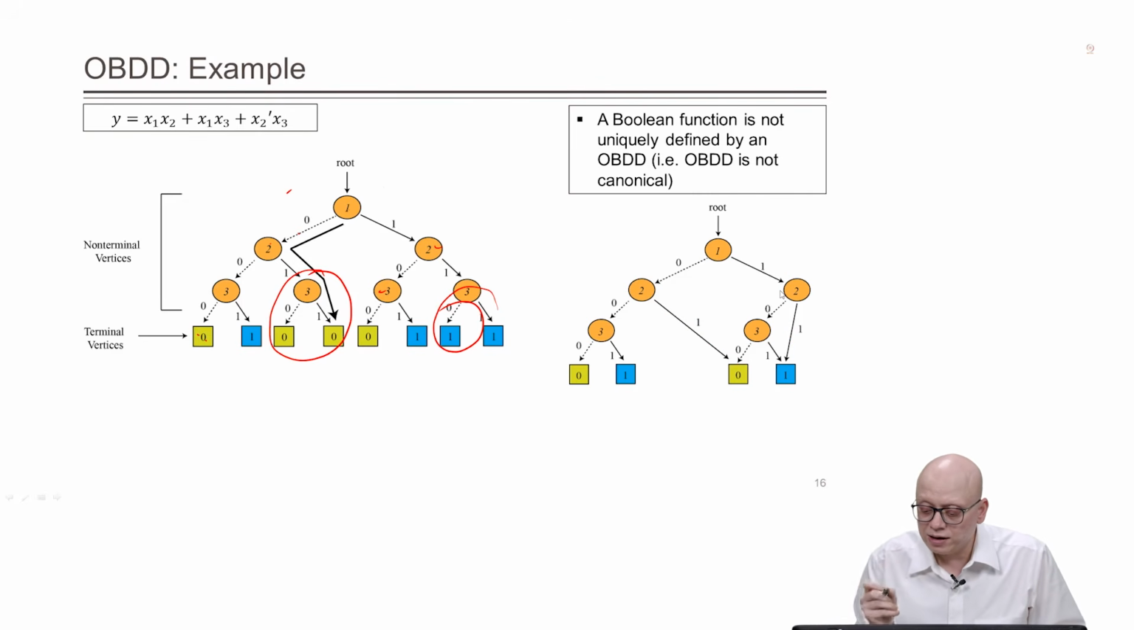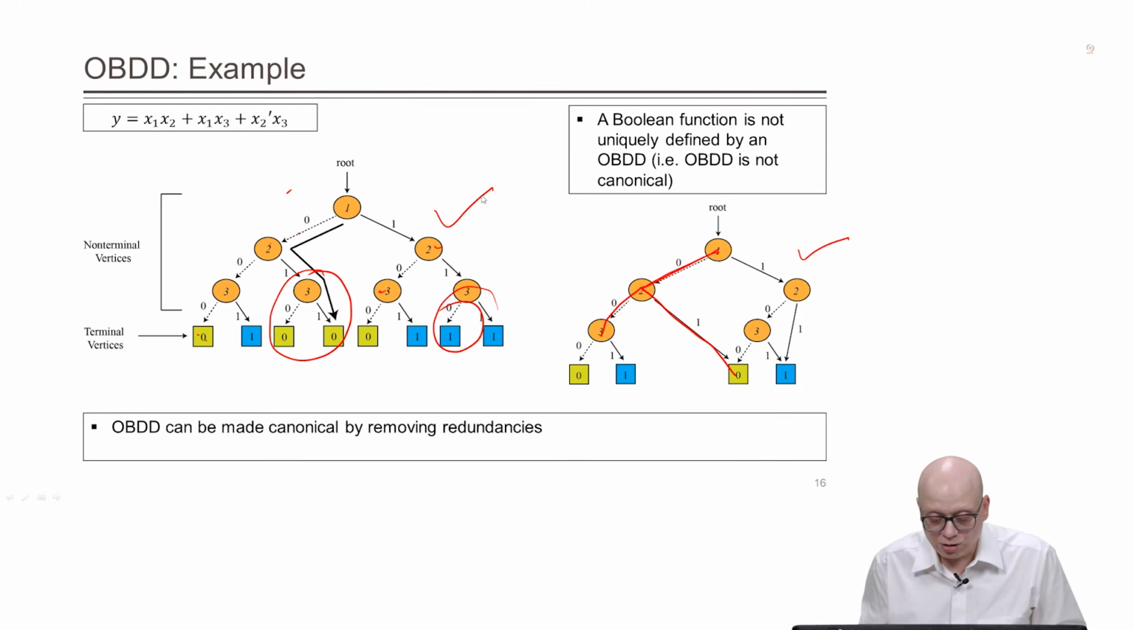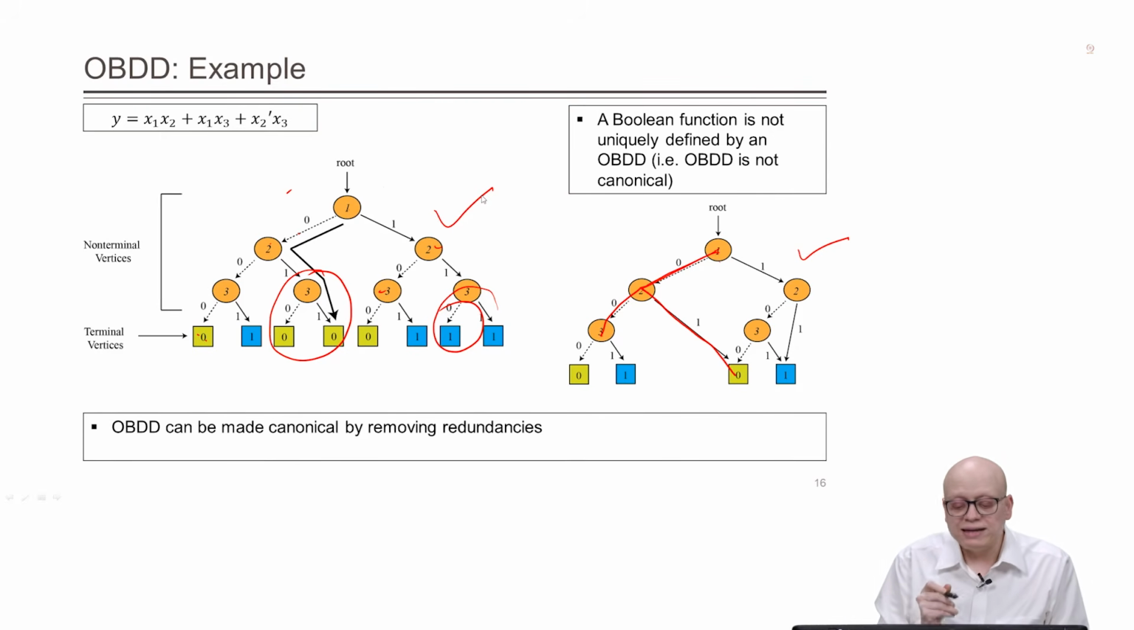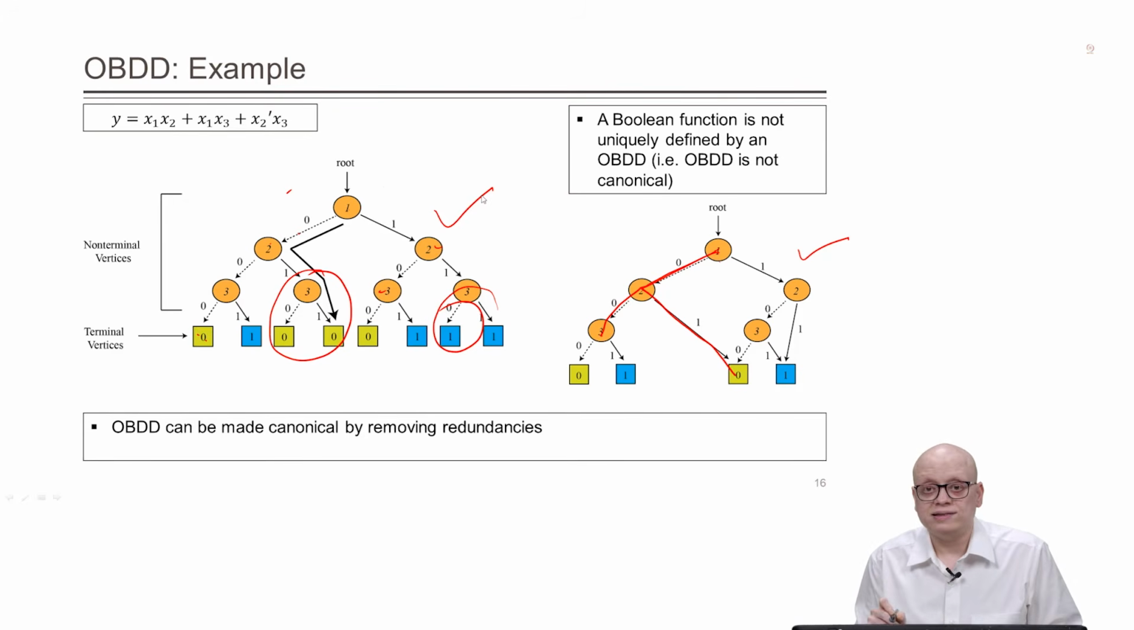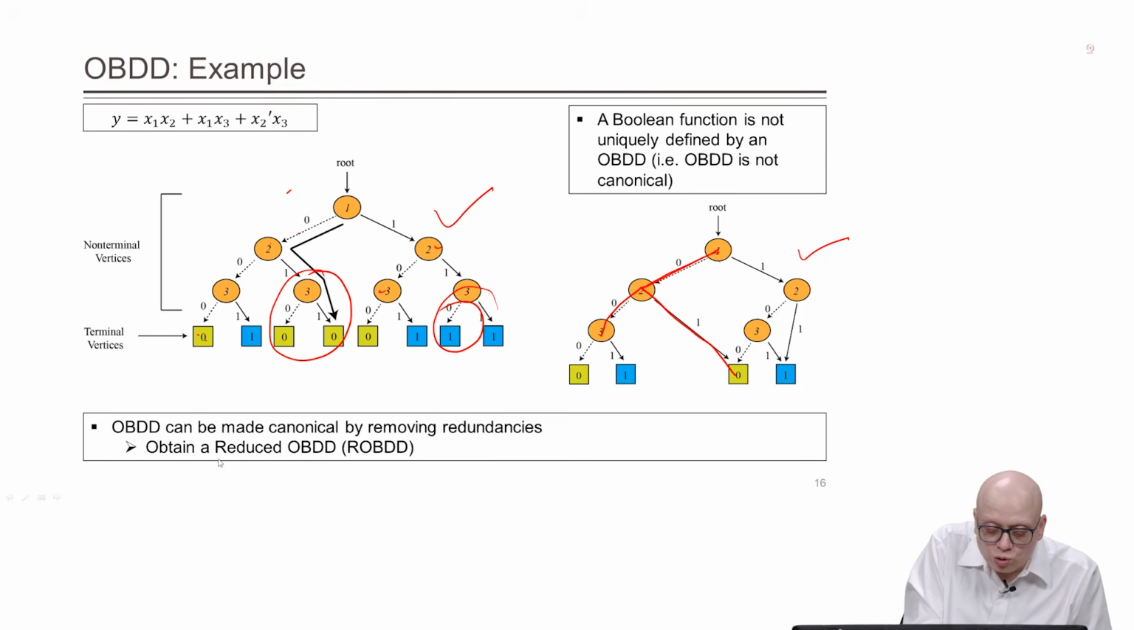Note that there can be a path from 1 to 2 to leaf directly. 3 is not appearing, that is okay, but if 3 appears, then it should be only after 2, and that is why it is ordered. So, this is also an OBDD, and that is also an OBDD, but the representations are different. Now, an OBDD can be made canonical by removing redundancies, and once we remove those redundancies, then what we get is a reduced OBDD or ROBDD.